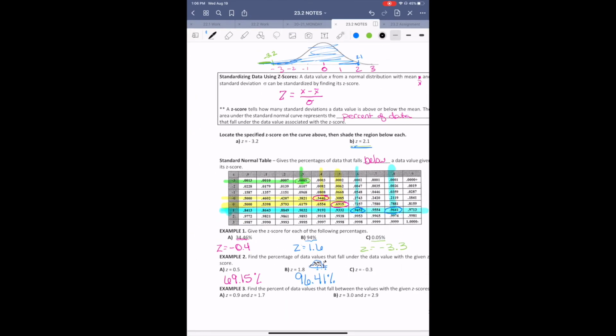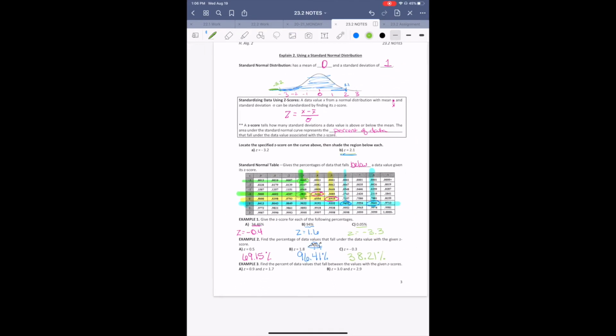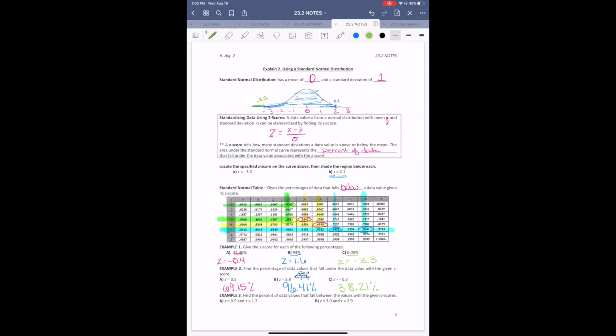Okay, and finally, looking at negative 0.3, well, here's my negative 0, here's 0.3. You can see that that has a percentage of 0.3821, so 38.21%. Okay, all right, hit the pause button. I'm going to erase my highlighting up here and go ahead and find the percentages for A and B.